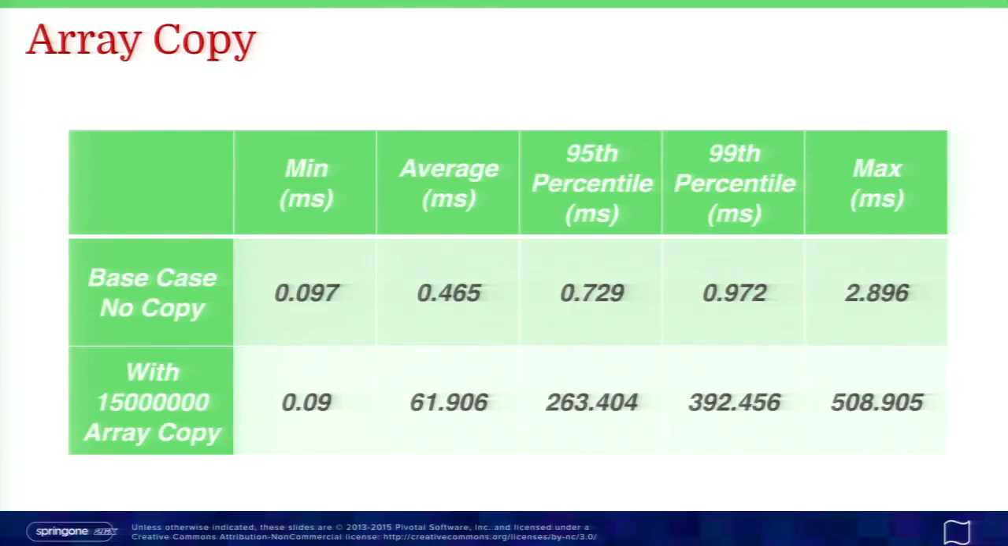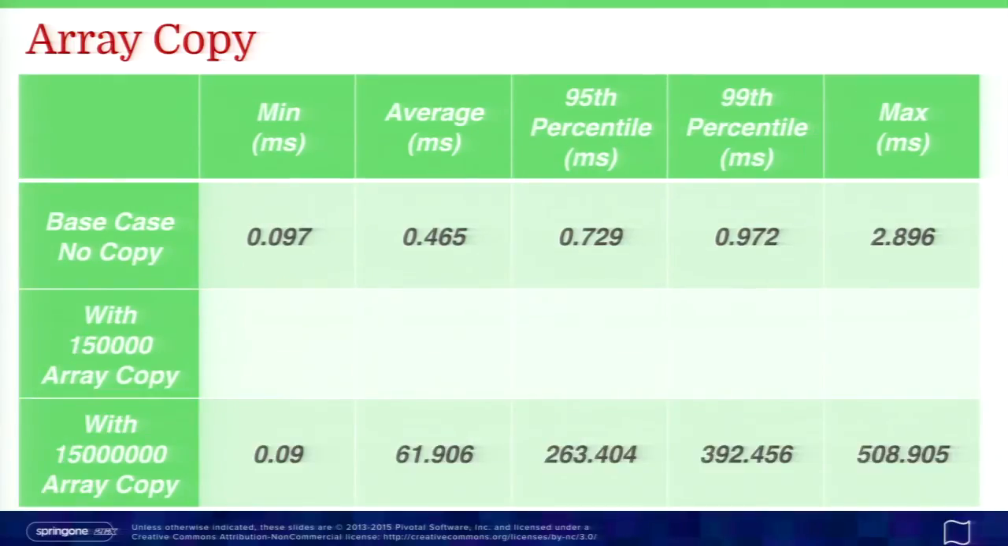And if you look at the 99th percentile, we've gone from less than a millisecond to 392 milliseconds. So this is a significant amount of time, right? Just by adding in this array copy, we are significantly increasing our time to Safepoint. Now you might say, well, 15 million objects, that's a lot to copy. So why don't we do something like 150,000?